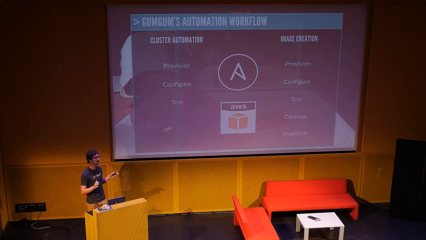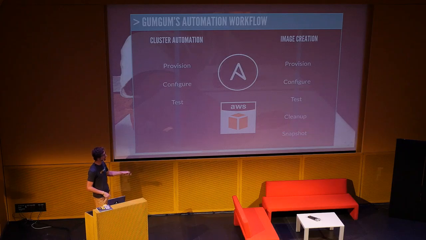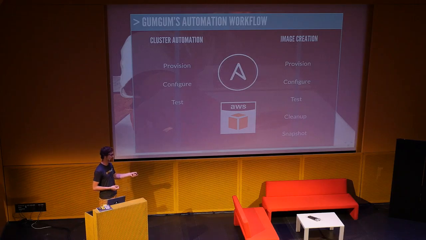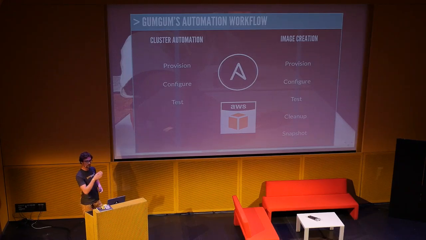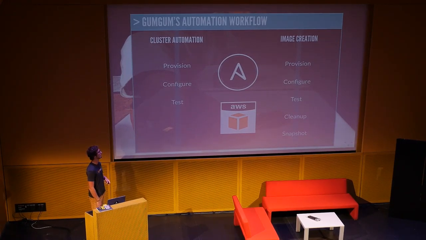The other workflow we follow here is the image creation, in other terms, the AMI creation. So we're going to follow exactly the same steps here: provision, configure, and test. But then we're going to run cleanup tasks. We want to stop the service, clean up the logs, and make sure the server is clean and ready to be restarted. And finally, we're going to also use Ansible to trigger the image creation process.